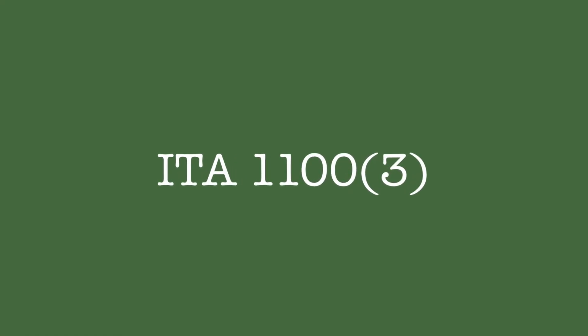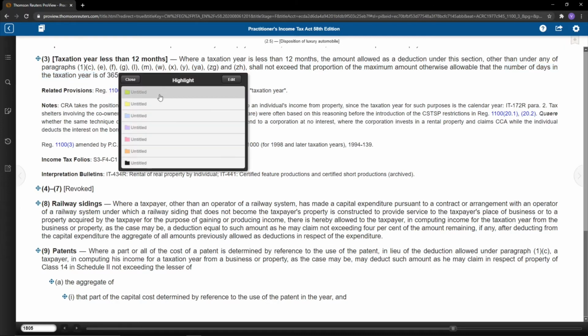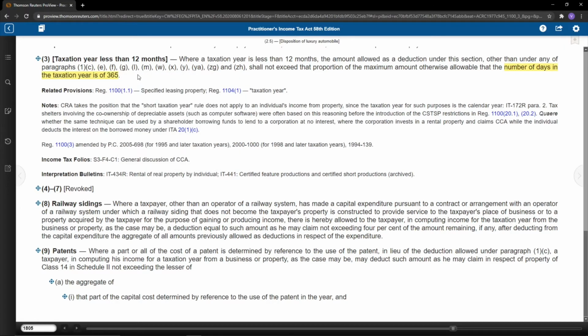ITA Regulation 1100, subsection 3 deals with taxation years that are less than 12 months. Basically, in a short taxation year, you would prorate the CCA by the number of days in the year, and you would use the number of days as is indicated in the wording of the provision. The number of days divided by 365 days in the year.